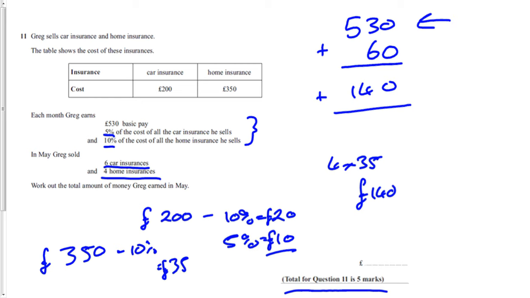So he's got his basic pay here. He's got his bonus from his car insurance here. He's got his bonus from his home insurance there. If we then add all those together, 0, 3, carry another one, 730. So it's £730.